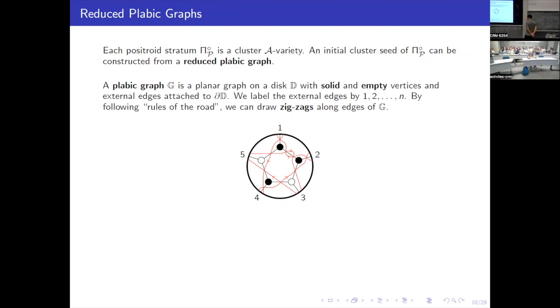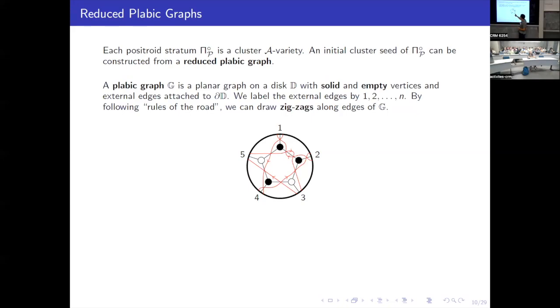Right, so by following the rule of the road, you can draw what's called a zigzag along edges. You travel along edges and turn to the counterclockwise-first one at a solid vertex and to the clockwise-first one at a white vertex. For example, I come in at 2 and then turn here, and turn again, turn here, and then turn here. I get to 1. So that's this zigzag here.